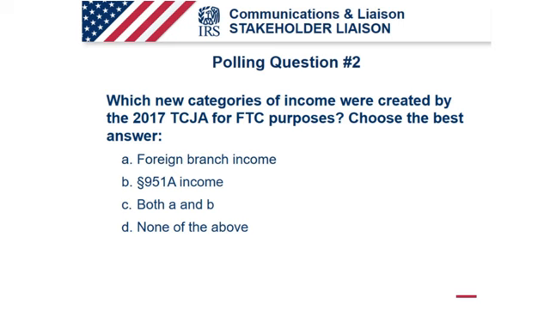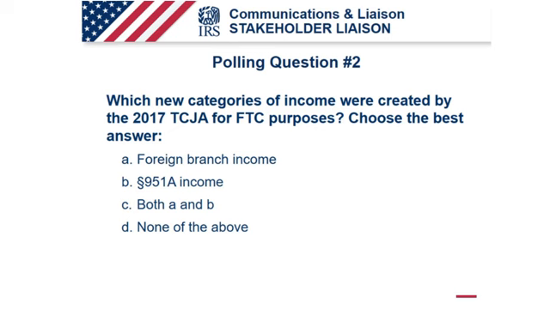All right, audience, here is our second polling question. And again, that should be popping up on your screen. And feel free to take a minute to answer this. It reads, which new categories of income were created by the 2017 Tax Cuts and Jobs Act for foreign tax credit purposes? And choose the best answer from these options you see. So A, foreign branch income. B, Section 951A income. C, both A and B. Or D, none of the above.